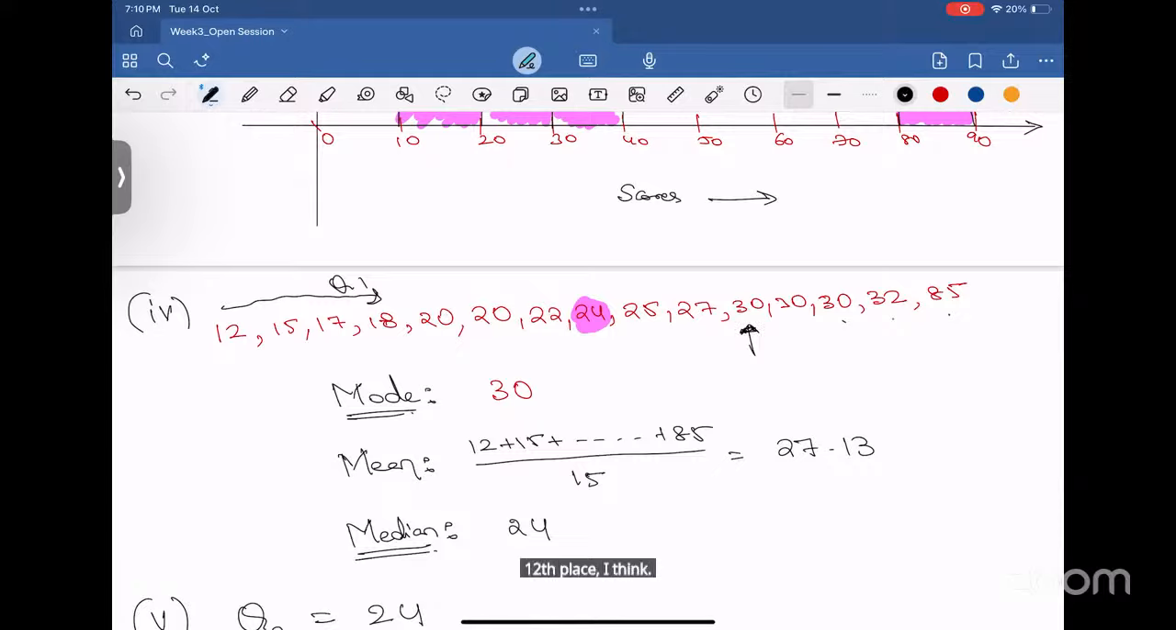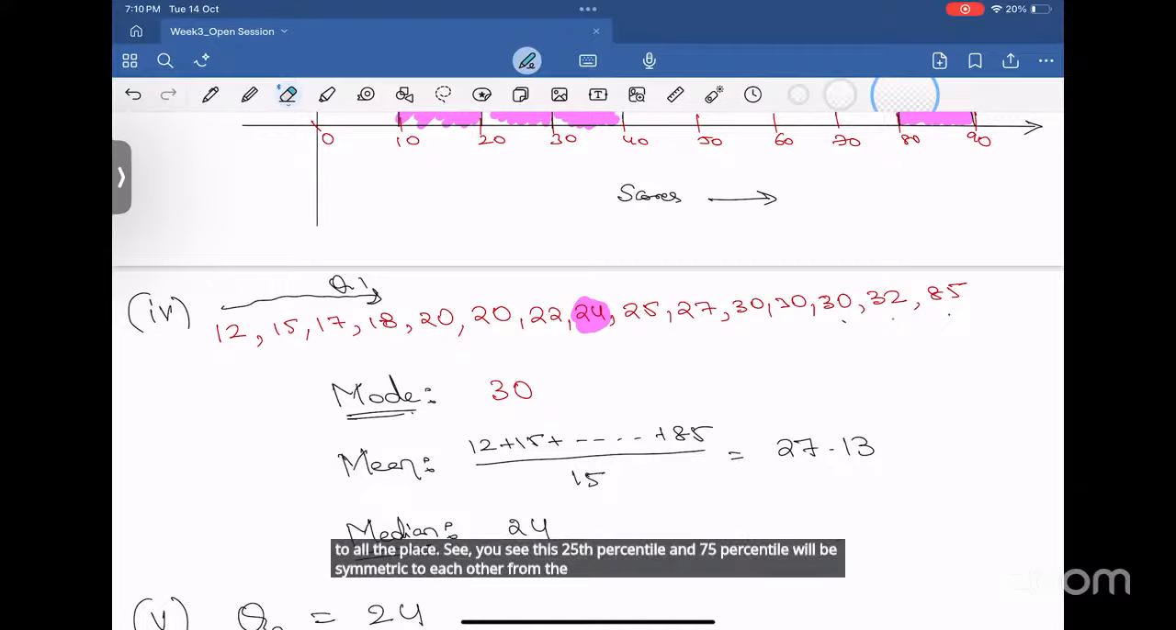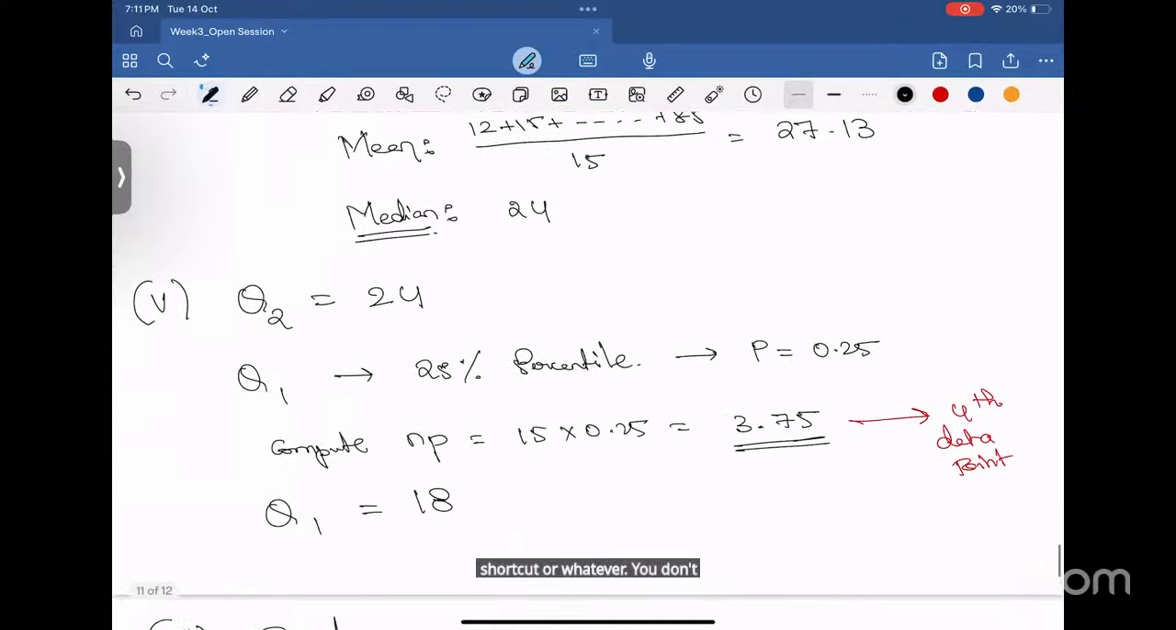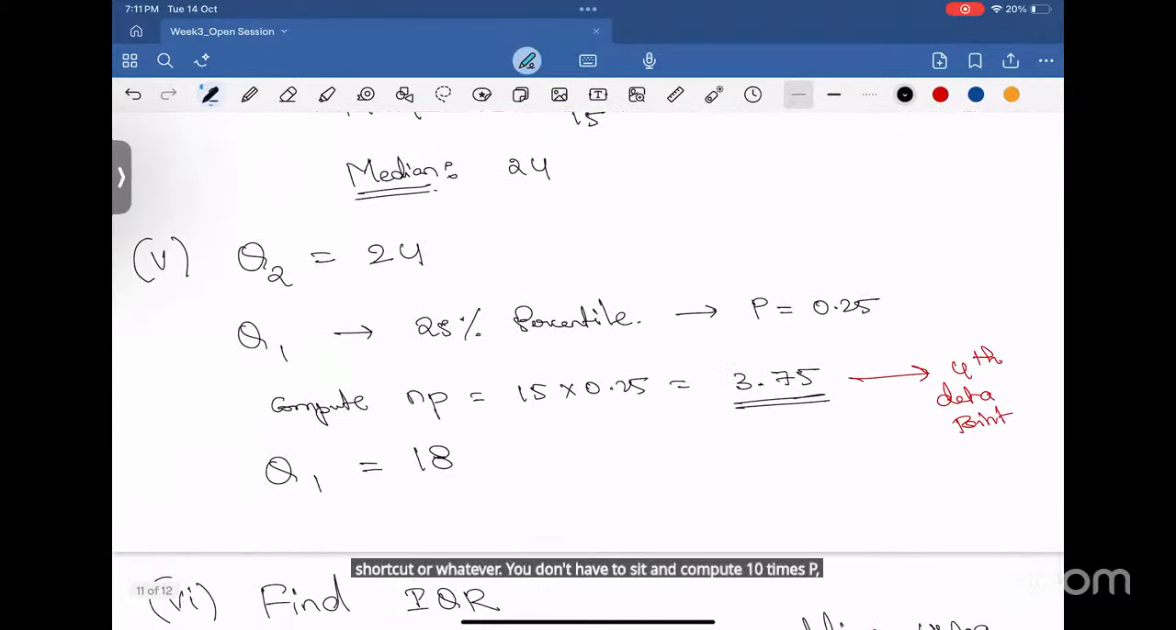12th place. See, this 25th percentile and 75th percentile will be symmetric to each other from the center. If your fourth data point is Q1, then from the right hand side, the fourth data point will be Q3. Think of this like a trick or shortcut. You don't have to sit and compute n times p, where p is 0.75. I don't stop you from computing.